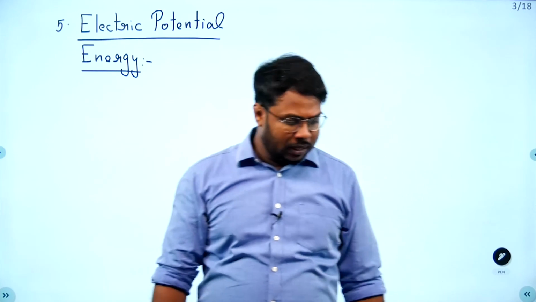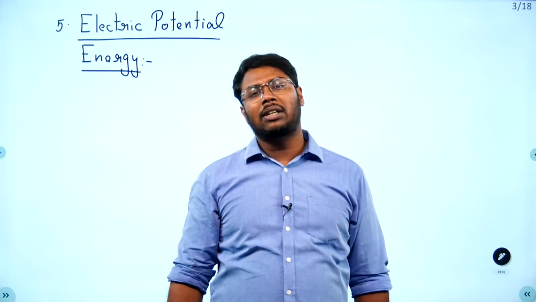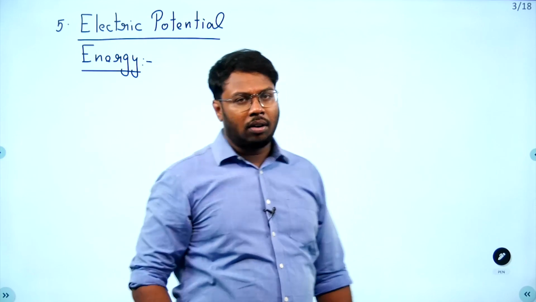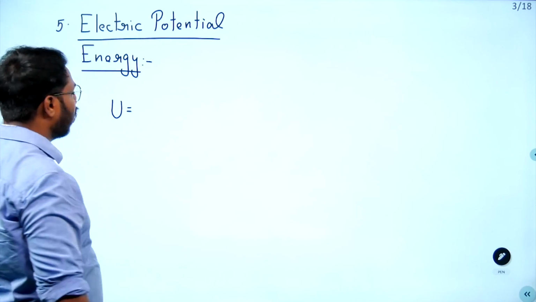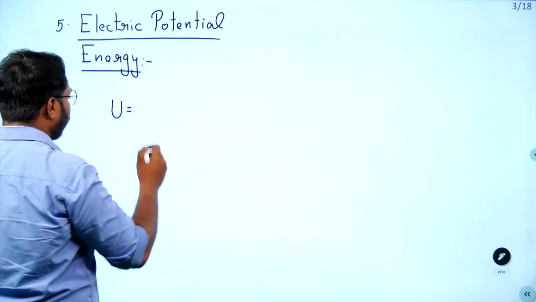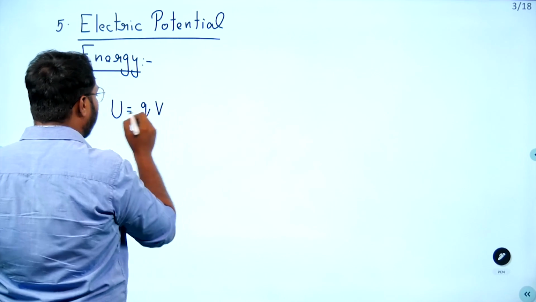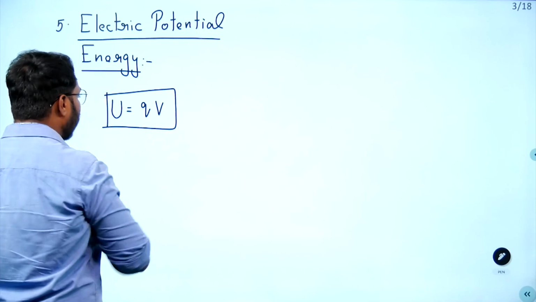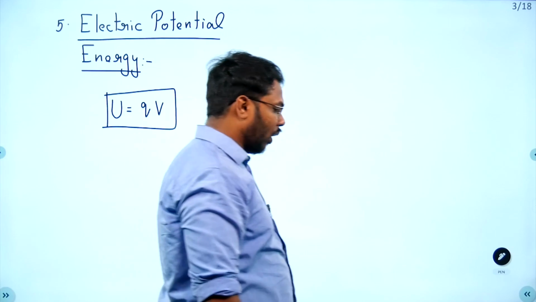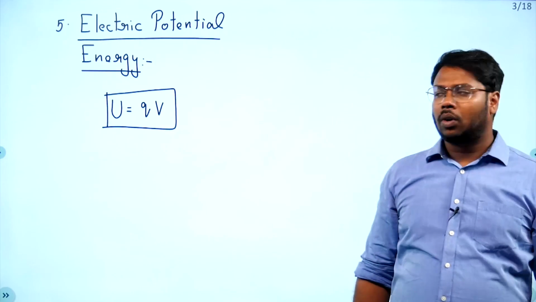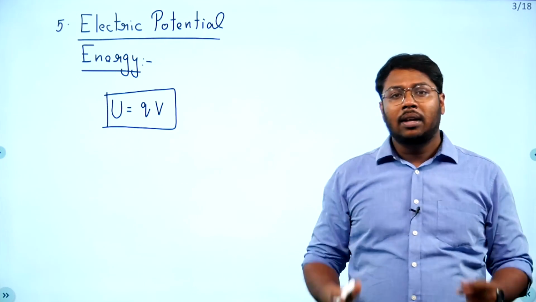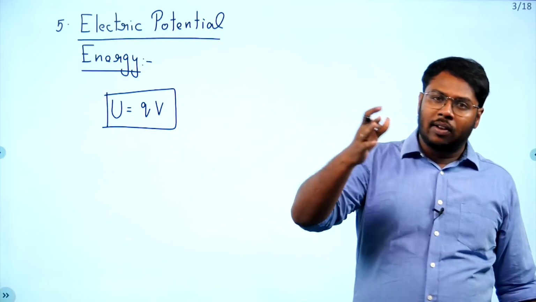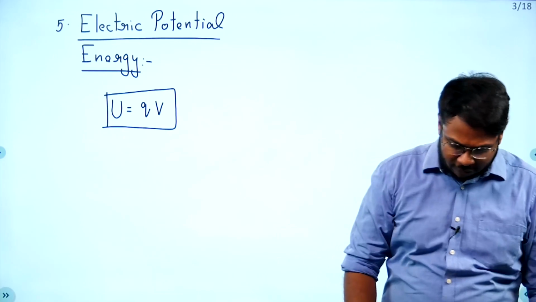Basically, electric potential energy will be represented with the symbol U, which is equal to Q into V, which is Q times V. This is nothing but the ability to do work with the help of an electric field.